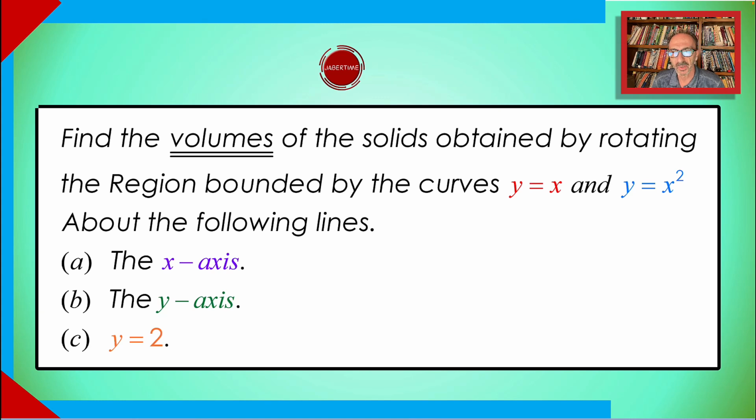This is an interesting problem. Find the volumes of the solids obtained by rotating the region bounded by the curves y equals x and y equals x squared about the following lines: A, the x-axis, B, the y-axis, and C, y equals 2.